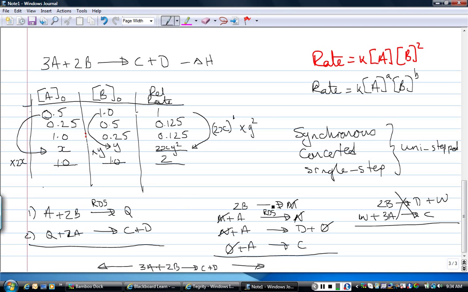If I asked you to, for example, draw the reaction profile diagram for this one, what would it look like? Well, again, I'll have my reaction profile diagram. I'll have H against reaction coordinate.